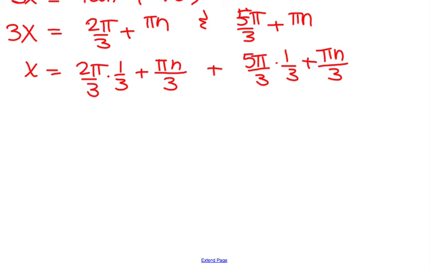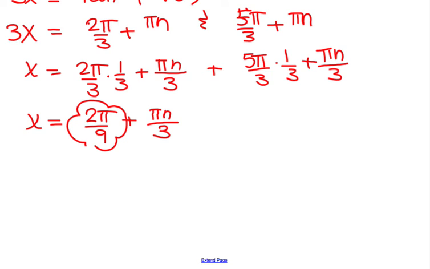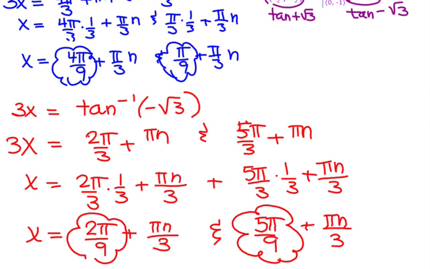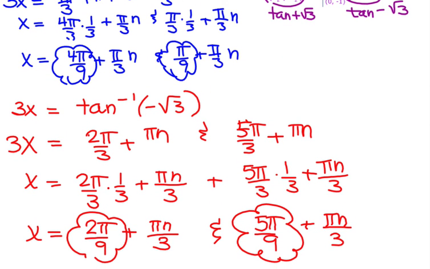All right, we're almost there. So x equals 2 pi over 9 plus pi over 3n. So there's one of your solutions. And then the other one, 5 pi over 9 plus pi n, if you wanted it infinitely many, but we just want the first revolution. So there are your 4 solutions bubbled in: pi over 9, 2 pi over 9, 4 pi over 9, and 5 pi over 9.